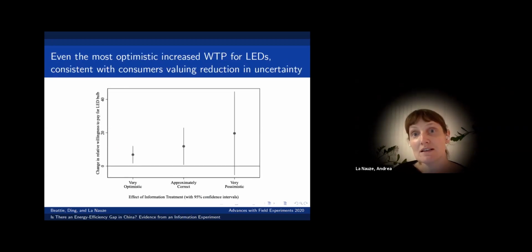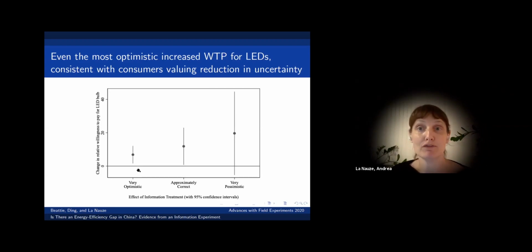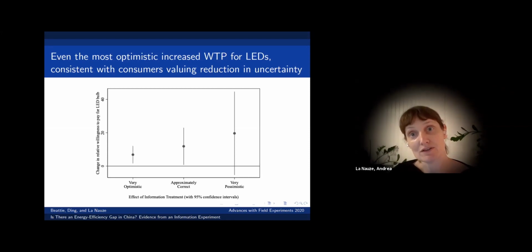So our final result is that the effect of information on willingness to pay for energy efficiency is positive even among participants who were ex ante the most optimistic about the energy savings of light bulbs. So people whose beliefs were the most optimistic about the energy savings of LEDs before they were informed. Now, that suggests that our information treatment is not operating by purely correcting biased beliefs. So in the paper, we outline how our results are instead consistent with a model where people are very uncertain about the energy savings of energy efficient light bulbs, and they value the reduction in uncertainty that comes from our information treatment.